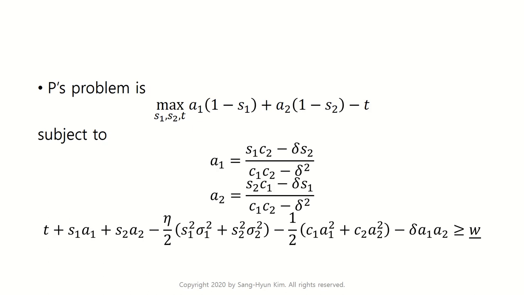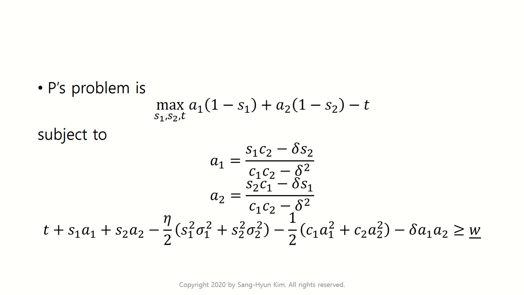So A1 equals S1 times C2 minus delta S2 over C1 times C2 minus delta squared. Just a quick observation: if you put 0 in delta, then what happens? If delta is 0, then A1, the optimal effort level given the wage schedule, is simply S1 over C1, right? Can you see it? Let's put 0 in delta, then A1 is S1 over C1. Similarly, A2 will be S2 over C2.